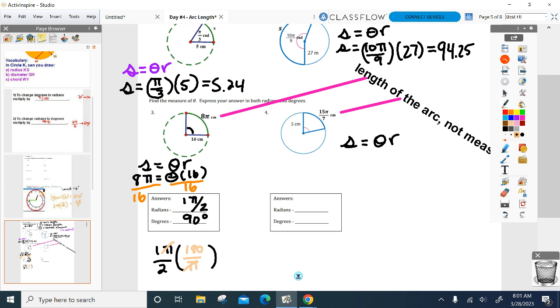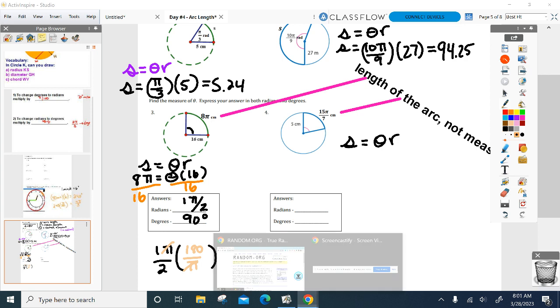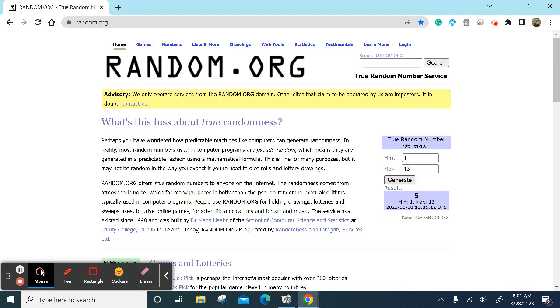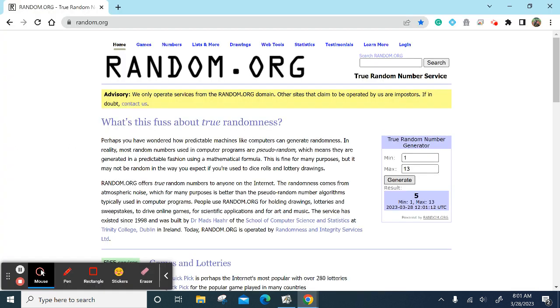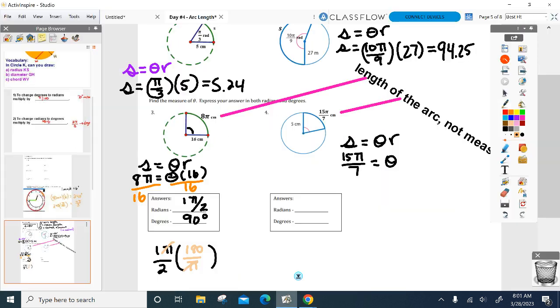Okay, could I use the formula from day 2 to find that angle? I could. This formula is just a little bit shorter to work with. The other one's a little bit longer, so I prefer the shorter one. What's my arc length here? 15 pi over 7. Good job. 15 pi over 7 equals theta, my angle I'm looking for, times my radius length, 5. Yep, good.